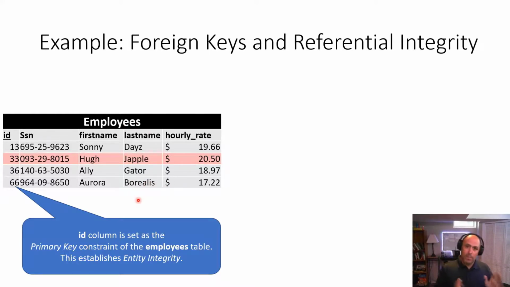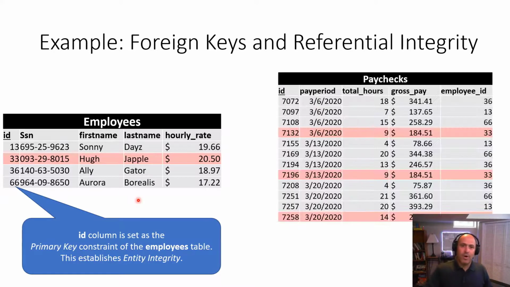So employees get paid. Every time you get paid, you get issued a paycheck. So I have another table, paychecks. And the paychecks table has a row for every physical paycheck that gets printed.